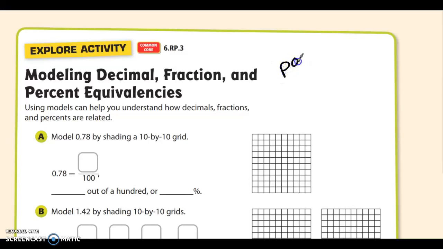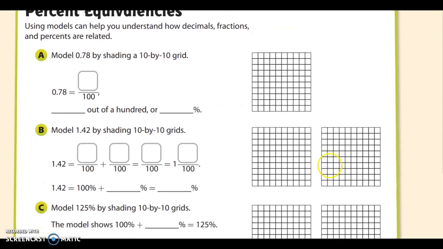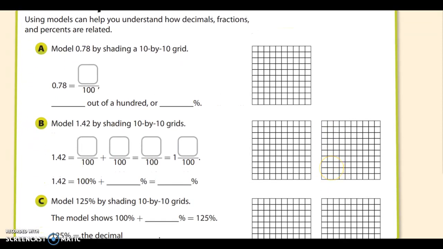Okay, this is page 210. It's an explore activity where we're modeling decimal, fraction, and percent equivalencies. Using models can help you understand how decimals, fractions, and percents are related. This first one's pretty simple and they get more complicated afterwards, so try what you can and then come back to the video and check your answers.